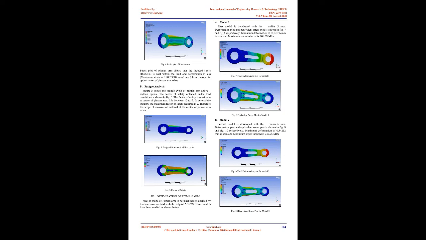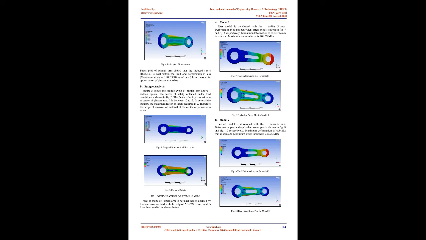B. Fatigue analysis. Figure 5 shows the fatigue cycle of the Pitman Arm above 1 million cycles. The factor of safety obtained under load conditions is shown in Figure 6. The factor of safety is maximum at the center of the Pitman Arm, between 10 and 15. In the automobile industry, the maximum factor of safety required is 2. Therefore, there is scope for removal of material at the center of the Pitman Arm.